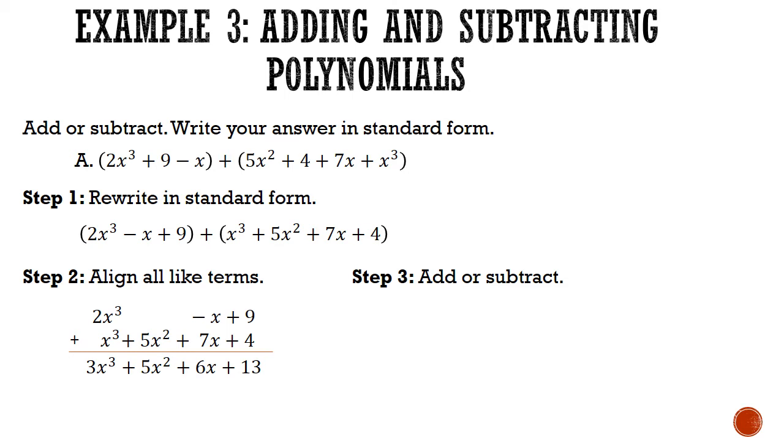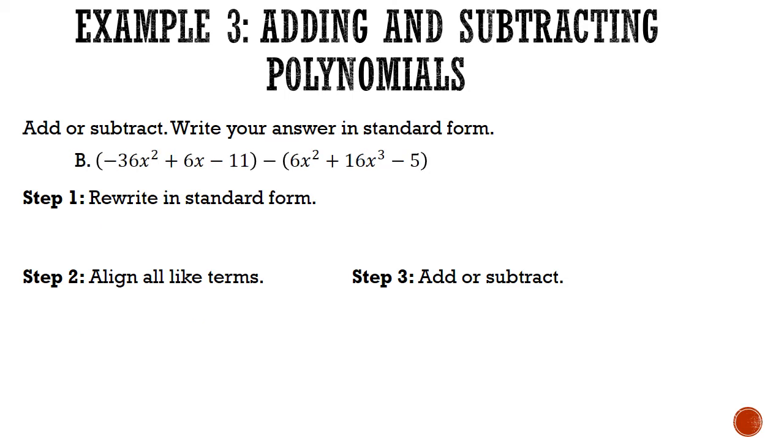So let's look at one. I have negative 36x squared plus 6x minus 11 minus the quantity of 6x squared plus 16x cubed minus 5. Rewrite everything in standard form. So the first one's already in standard form. The second one, remember this should be minus here. Should be 16x cubed plus 6x squared minus 5.